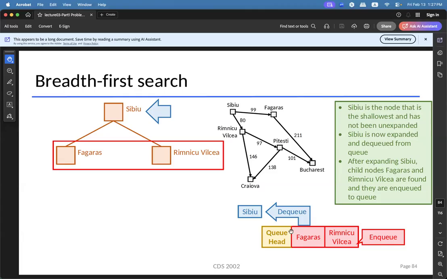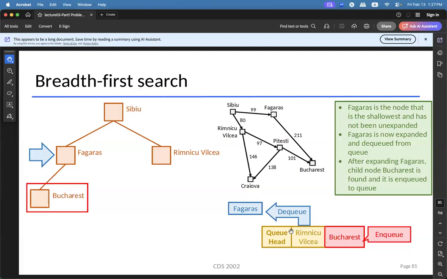And then we explore Pythagoras first, and if we take a look at the node Pythagoras, we can actually see there is an edge pointing to Bucharest. Because Pythagoras only has one neighbor, the moment we explore Pythagoras, we remove it from the queue, and we also include its only neighbor Bucharest into the queue. We also add Bucharest into the search tree. So that is what you see here.